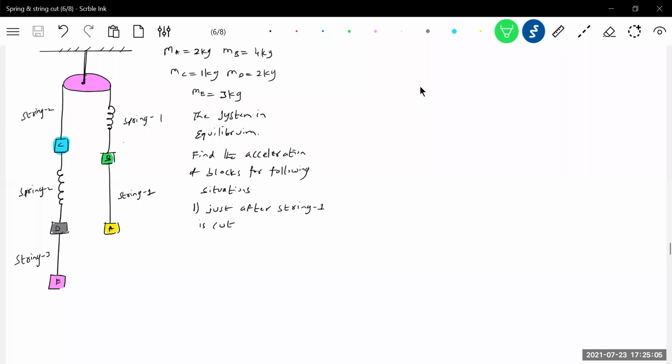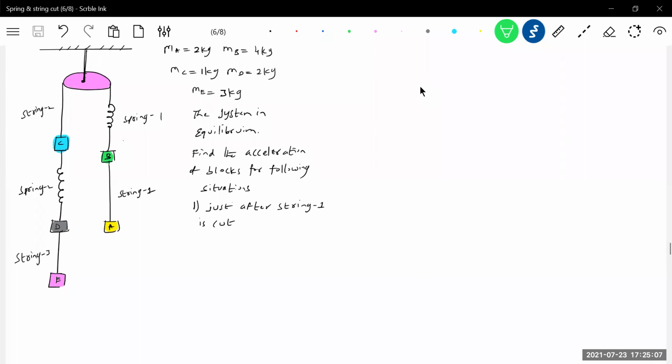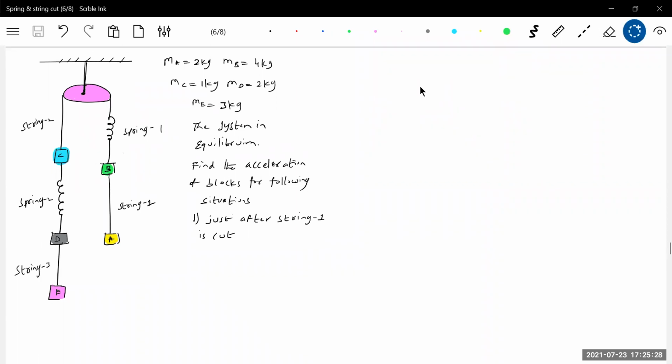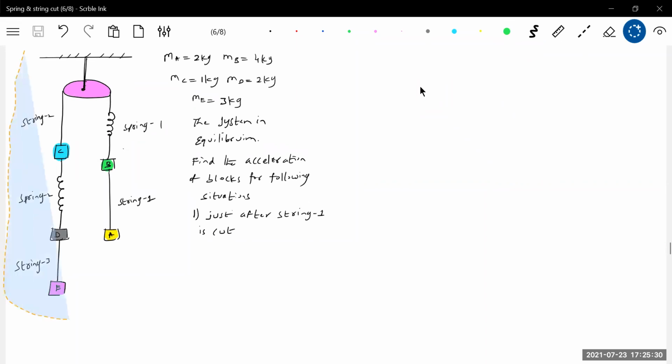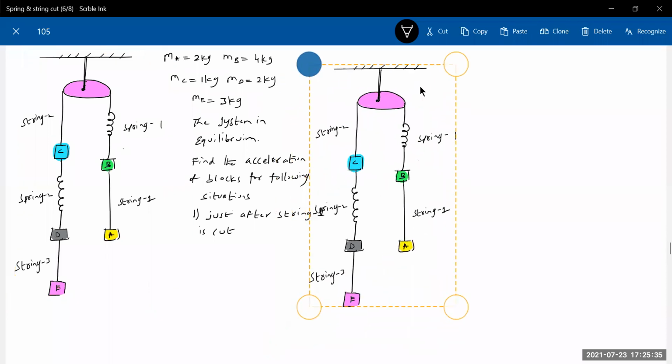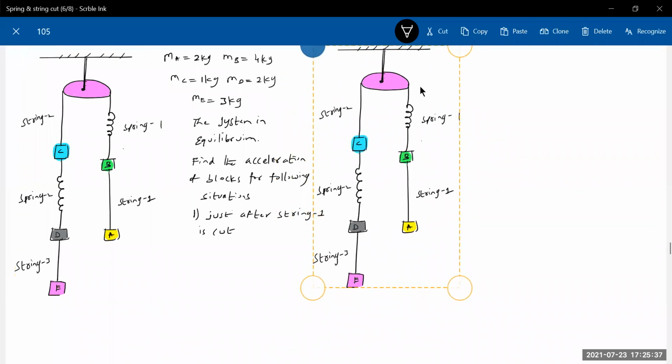Read the question carefully and analyze. So many blocks are there, no? First have clarity at equilibrium. Show all the forces acting. Don't get scared, nothing is there. First we'll take the equilibrium.